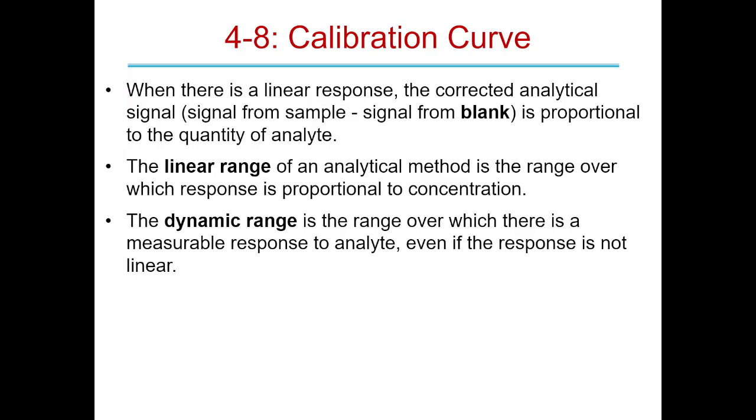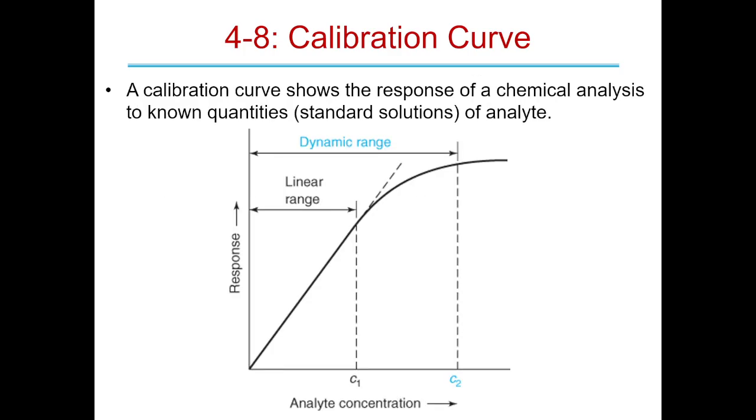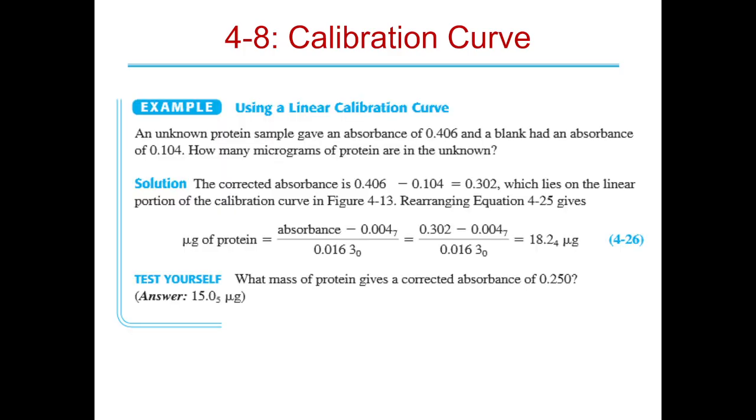Okay? The dynamic range is the range over which there is a measurable response to the analyte, even though you may not be able to correlate those responses with a linear line, right? So even if the response is not linear, you can still detect the difference. Okay? And yes, you could theoretically fit a curve to that. It's just much harder, and you get far greater error. Okay? So it's better to stay in the linear range if you want any sort of accuracy. This is a calibration curve you're seeing.